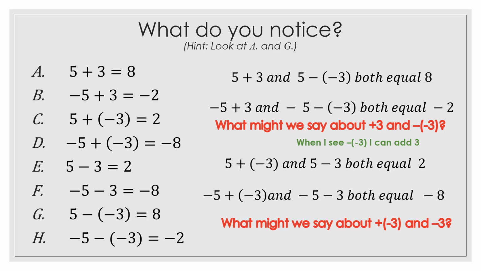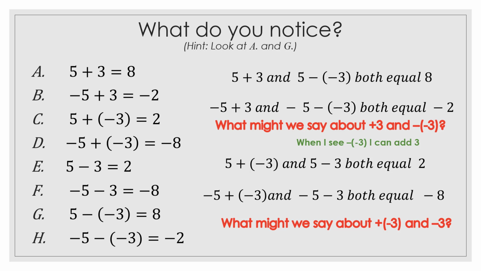When I look at that, I realize that when I see minus negative 3, I can just add 3. That's a pattern I've seen, and if I were to try that with more numbers, I would find the same thing. If I had 6 plus 8 and 6 minus negative 8, I would get the same answer for both of those. So I could do a bunch of patterns and I will see that consistently.